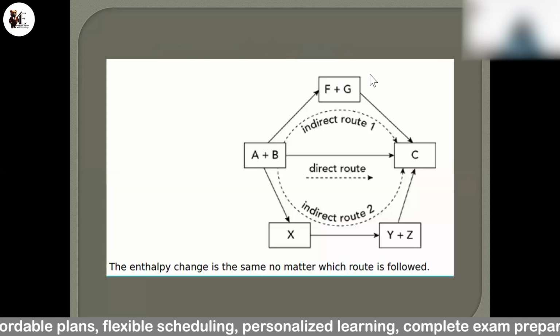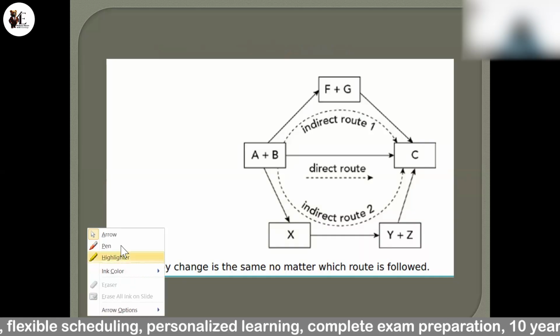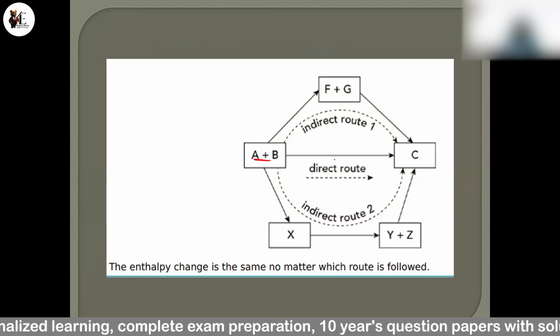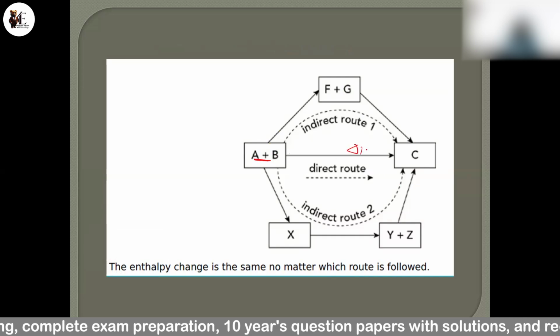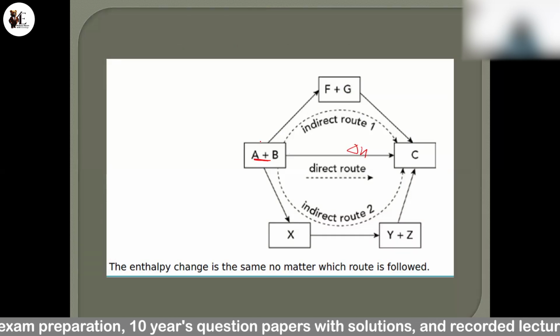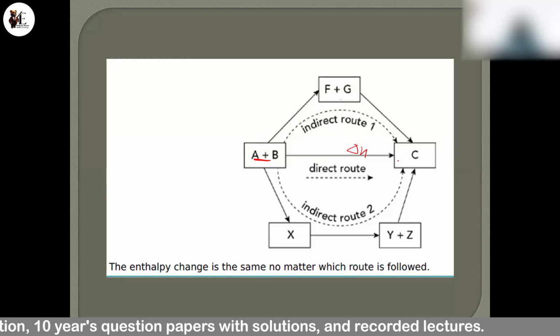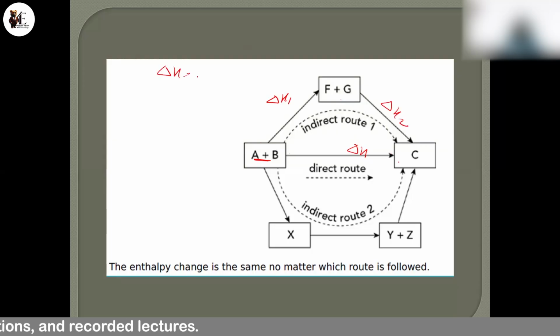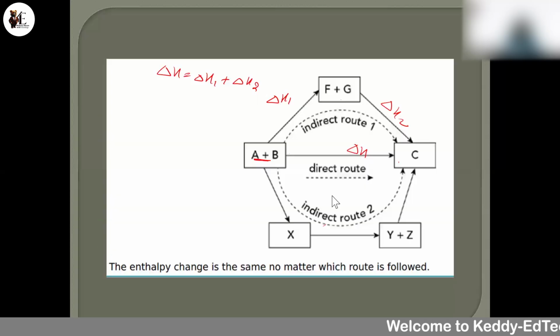For example, enthalpy change is the same no matter which route is followed. In the direct route, A plus B gives you C. In the indirect route, first it is converted into F plus G, then into C. So if the enthalpy changes are delta H1 and delta H2, then delta H is equal to delta H1 plus delta H2. The enthalpy change is the same. Similarly, in direct route 2, the enthalpy change is the same here also. Right?